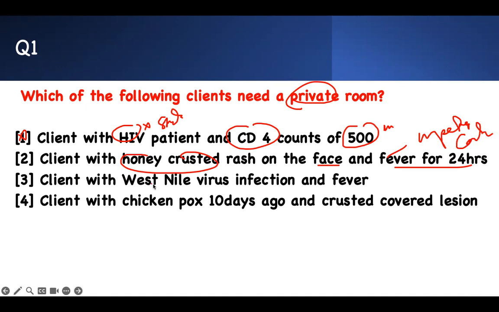Client with West Nile virus infection and fever. Bring your content. West Nile virus is standard precaution. It's not infectious. Therefore, you don't need a private room.